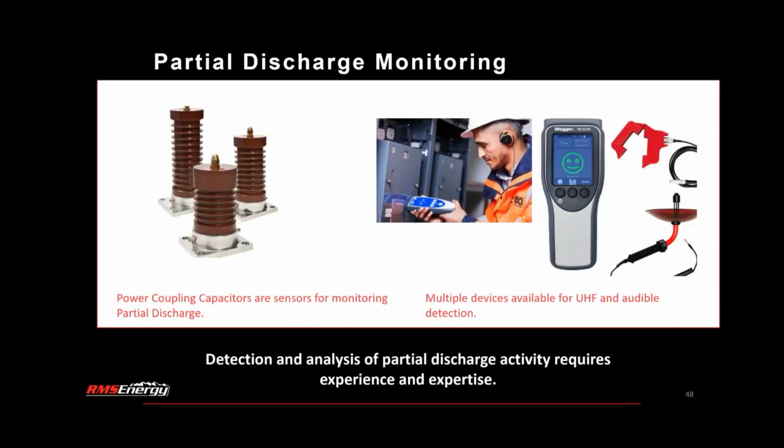And then partial discharge monitoring, it's becoming more prevalent in the industry. There's also a lot of technologies available. Power coupling capacitors, they're great, highly accurate measurement devices. So these provide good data. They're online monitoring. So those are a good option and can provide detailed information. But there's a lot of handheld devices available as well. Audible devices and UHF measurement devices.